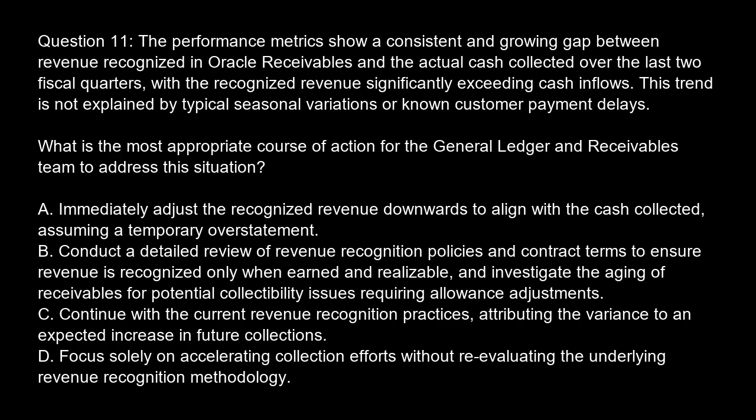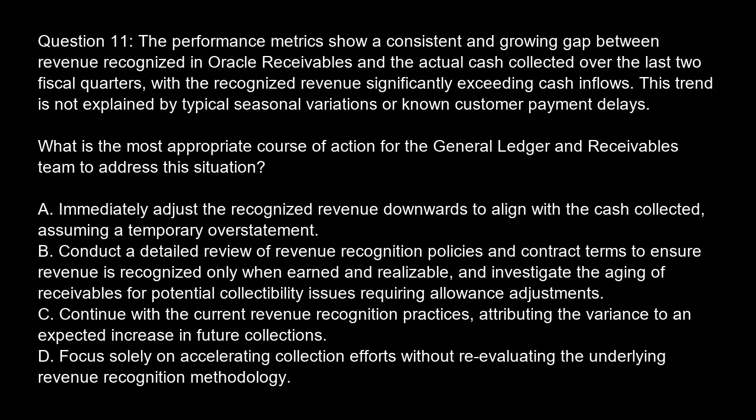Option A. Immediately adjust the recognized revenue downwards to align with the cash collected, assuming a temporary overstatement. Option B. Conduct a detailed review of revenue recognition policies and contract terms to ensure revenue is recognized only when earned and realizable, and investigate the aging of receivables for potential collectibility issues requiring allowance adjustments.